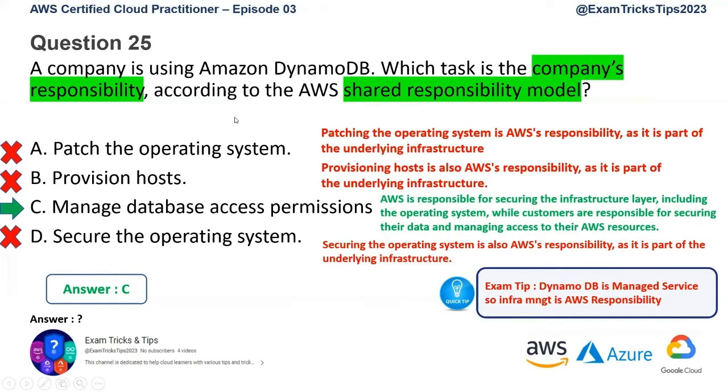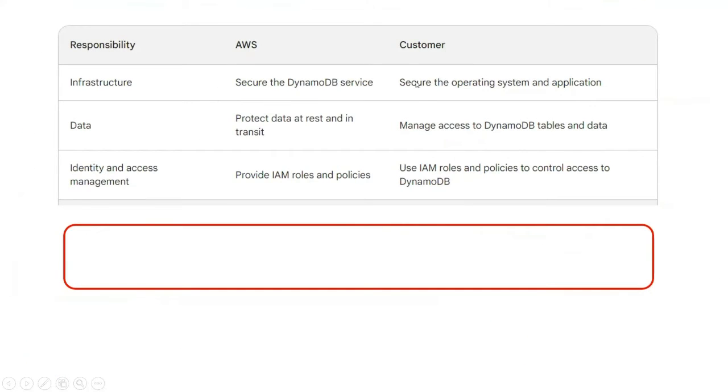I do have a table that basically just helps you understand this a bit more in detail. Infrastructure: AWS has to secure the DynamoDB service, customer has to secure the operating system and application. Data-wise, AWS has to protect the data at rest and in transit. Customer has to manage the access to DynamoDB tables and data, and that's what our answer was. In case of identity and access management, AWS provides the roles and policies, and customers will use IAM roles and policies to control access to DynamoDB and assignment for users, etc. All right, that was this question.